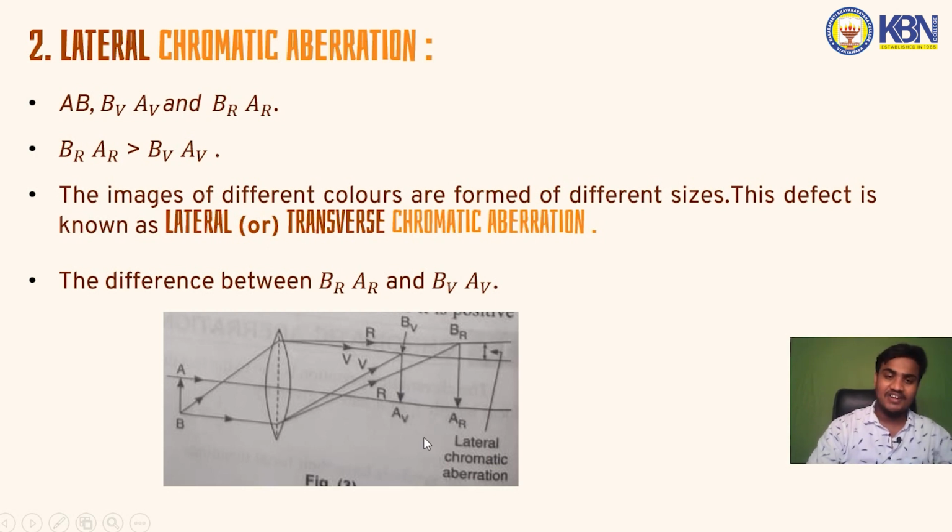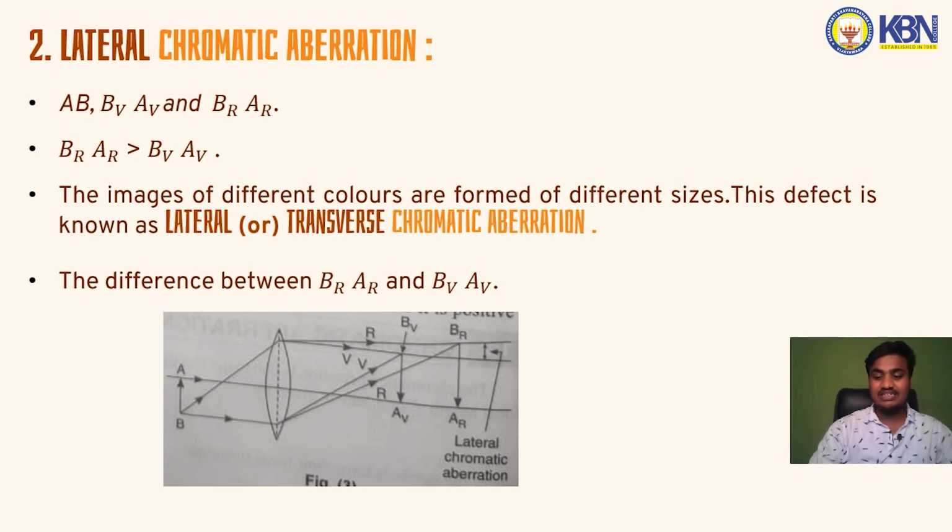The images of different colors are formed of different sizes. This defect is known as lateral, or transverse, chromatic aberration. The difference between these sizes of the red color and violet color images gives the lateral chromatic aberration.